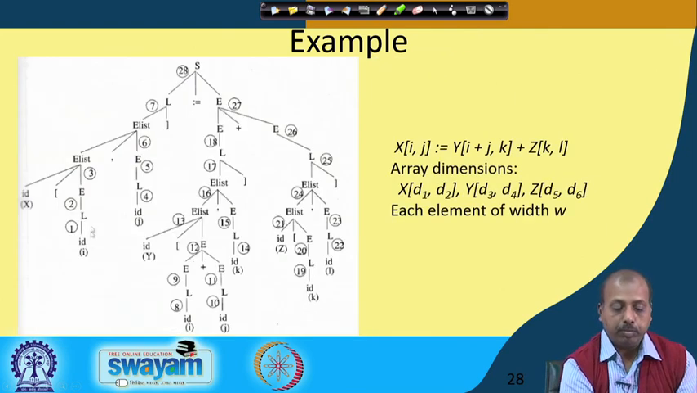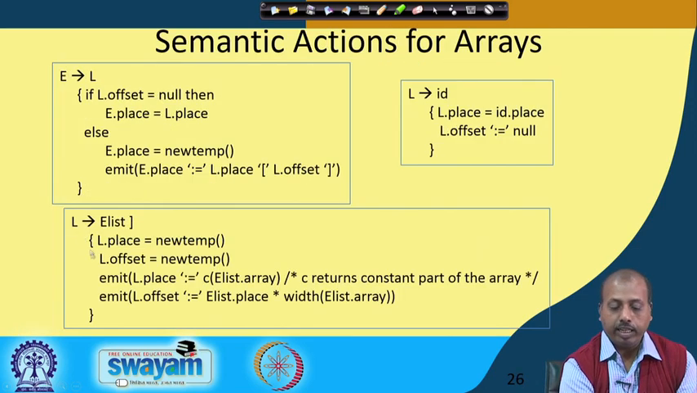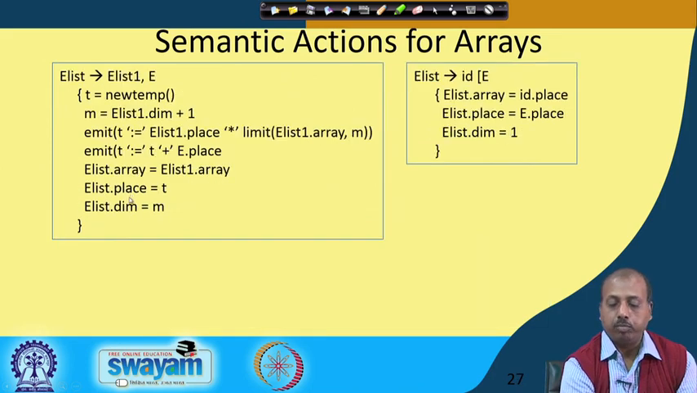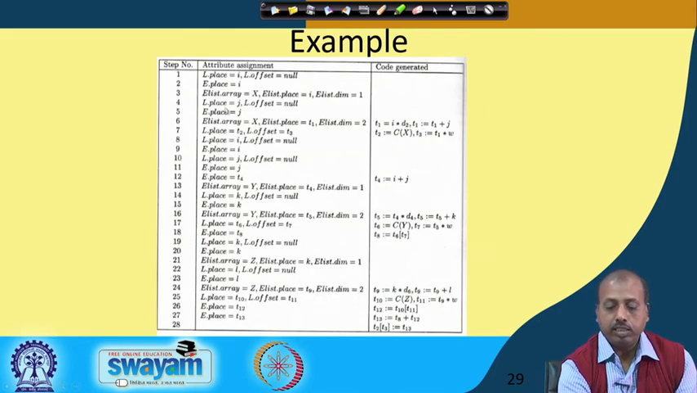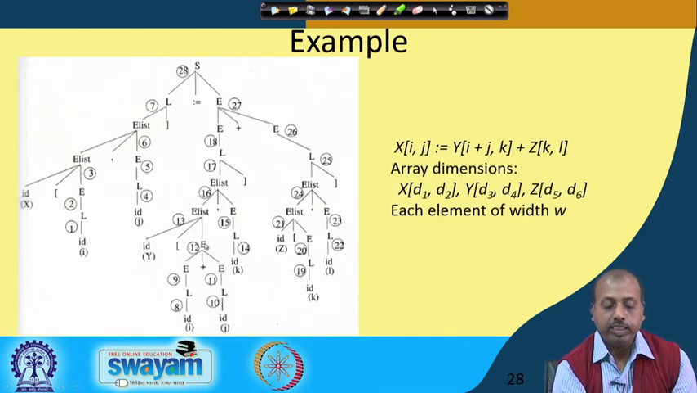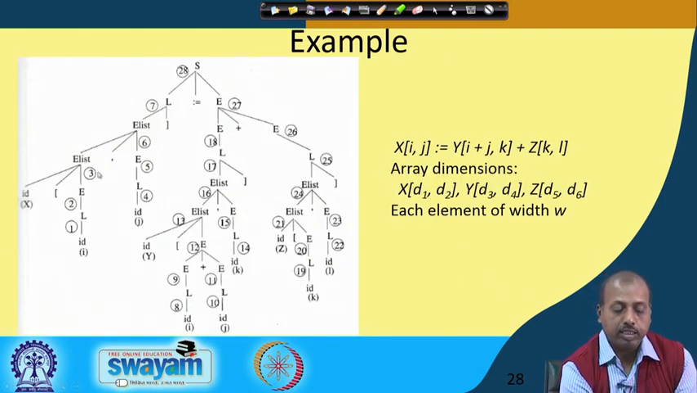Now, step number 2, E producing L. So, E producing L tells that E dot place will be L dot place. L dot offset is null. So, I will have E dot place equal to L dot place. So, this E dot place equal to I. Now, step number 3.